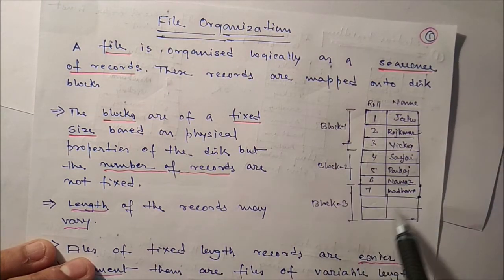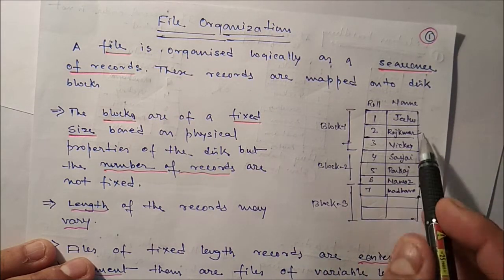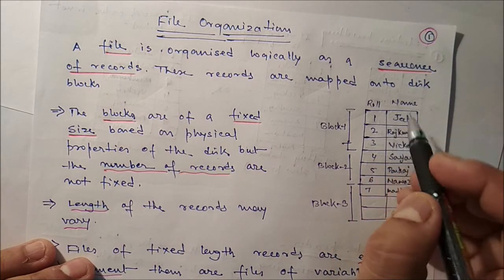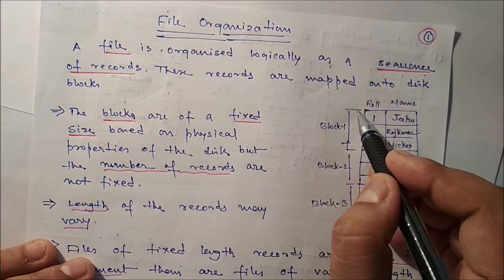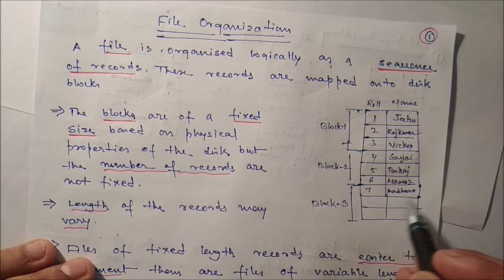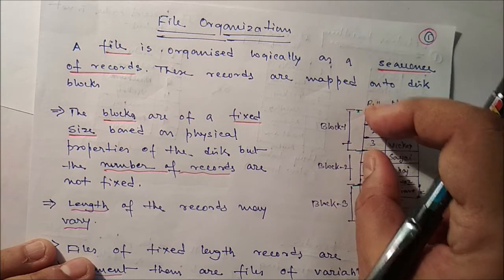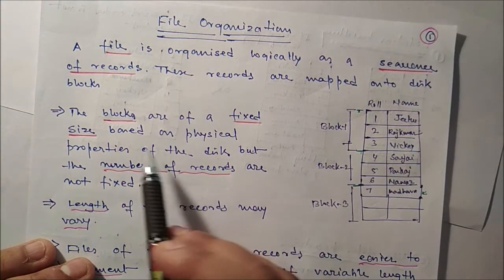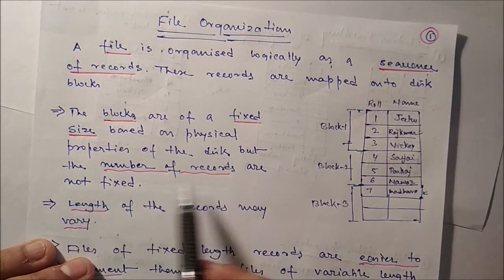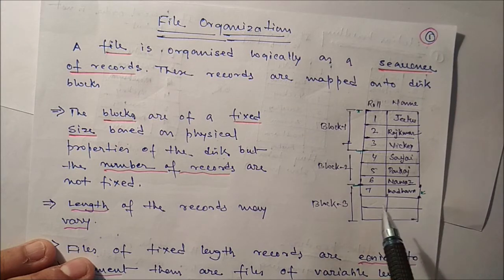So we can see this is nothing but our one file. Now, this is our secondary memory. We divide the file into blocks this way. Block number 1 accommodates 3 records, block number 2 accommodates 3 records, and block number 3 accommodates 1 record. So the blocks are of fixed size, dependent on the physical property of the disk, but the number of records is not fixed. Here a block can accommodate 3 records or it may accommodate 1 record.